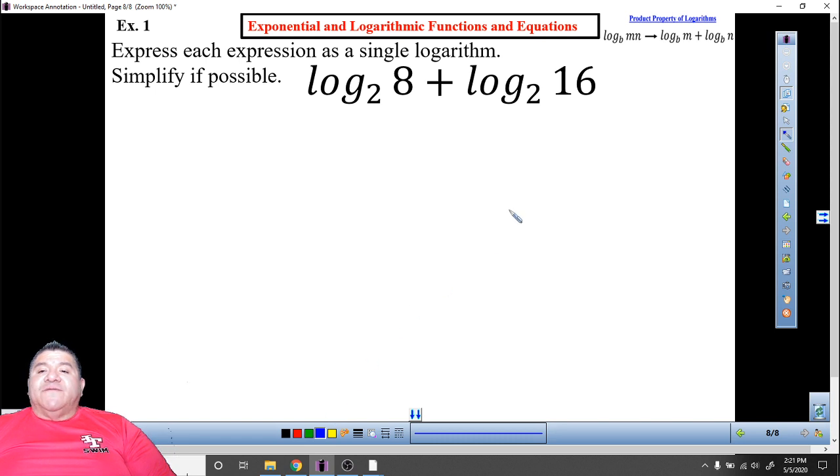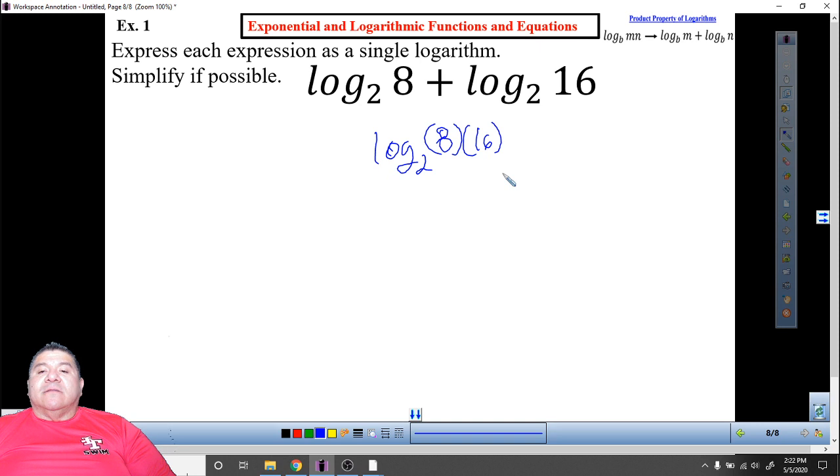All right, first things first. Do they have the same base? Yes, so I write log 2. And what's the given number? 8 and 16, so I write 8 times 16. Why? Because it's the product property of logarithms. All right, so can I rewrite this? Yes. Log 2, and what is 16 times 8? That's 128.